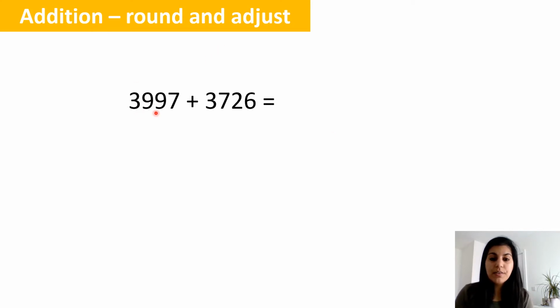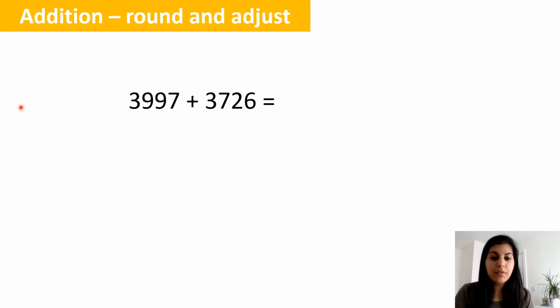I've got 3,997 add 3,726. Think about which of these 2 numbers is close to a multiple of 10, 100 or 1,000. Would you round it up or down, and by how much? Pause the video and have a go at completing that calculation. Okay, let's see how you got on.